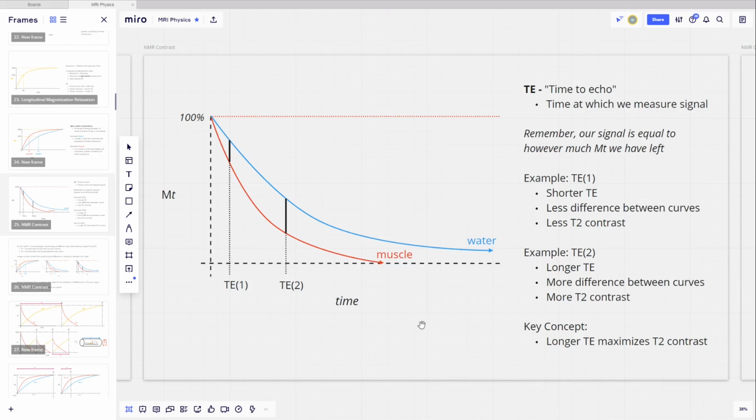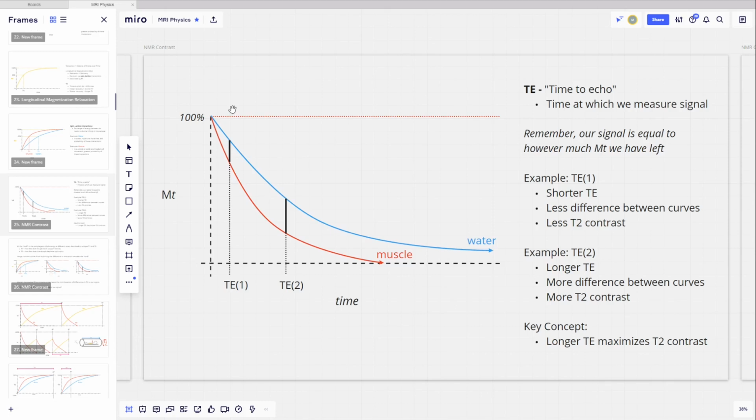On the very far left, we've turned our RF pulse off, so we're going to watch these things decay. At any point along this time, we can decide to sample the signal. Because this is transverse magnetization, we can actually measure this signal. This curve is a representation of how much signal we have over time. Hopefully that makes sense.